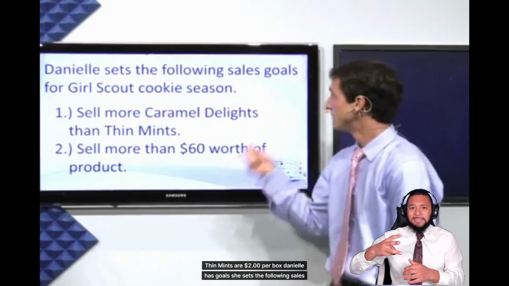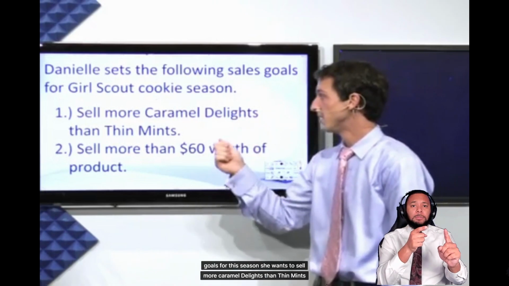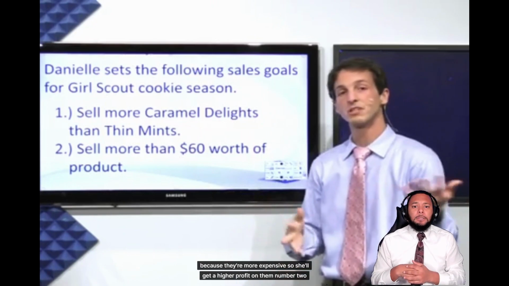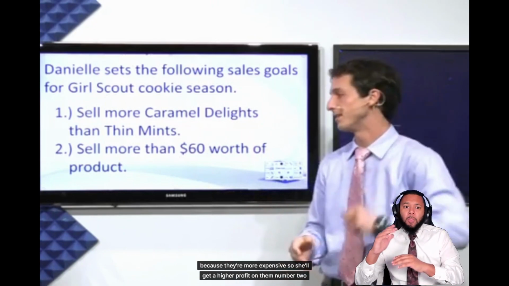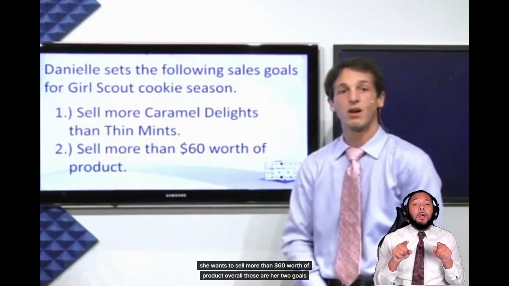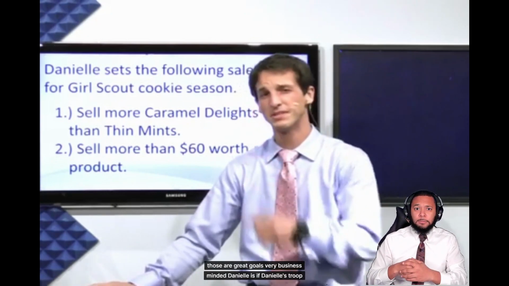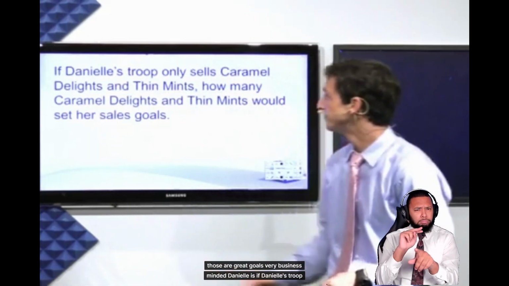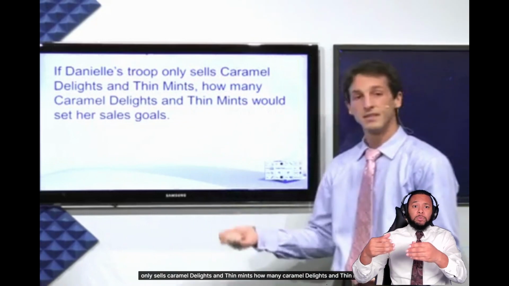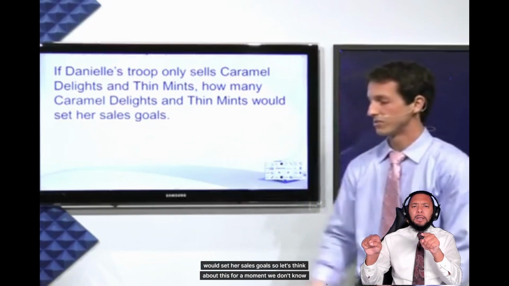Danielle has goals. She sets the following sales goals for this season. Number 1, she wants to sell more Caramel Delights than Thin Mints because they're more expensive, so she'll get a higher profit on them. Number 2, she wants to sell more than $60 worth of product overall. Those are her two goals. Those are great goals. Very business-minded, Danielle is. If Danielle's troop only sells Caramel Delights and Thin Mints, how many Caramel Delights and Thin Mints would set her sales goals?